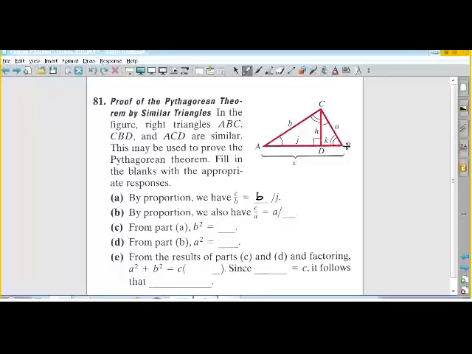Then it says, by proportion, we also have that C, again the hypotenuse of the big triangle, to A, the shorter leg of the big triangle, is equal to something over A. Well, C is the hypotenuse of the big triangle. A is the hypotenuse for this small triangle. So in this ratio, A is the shorter leg of the big triangle, so what I need is the shorter leg of the little triangle. The shorter leg of the little triangle is K. So that's K.